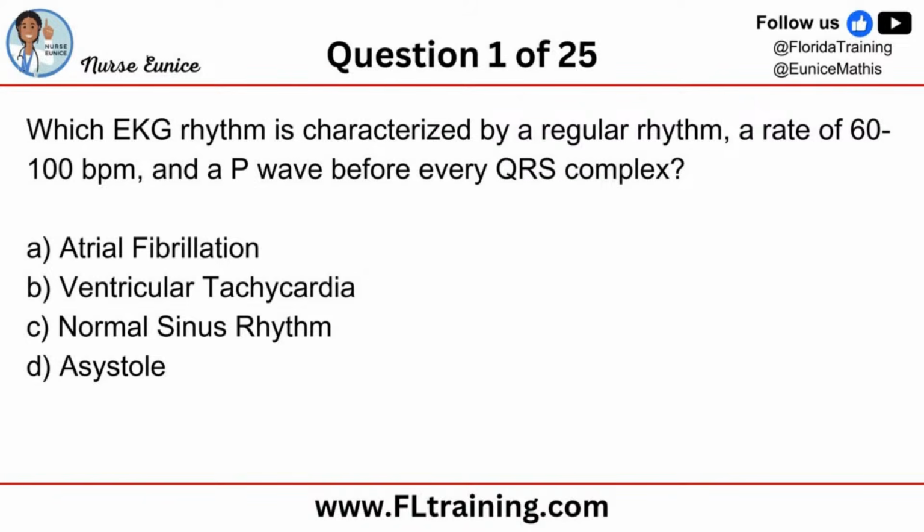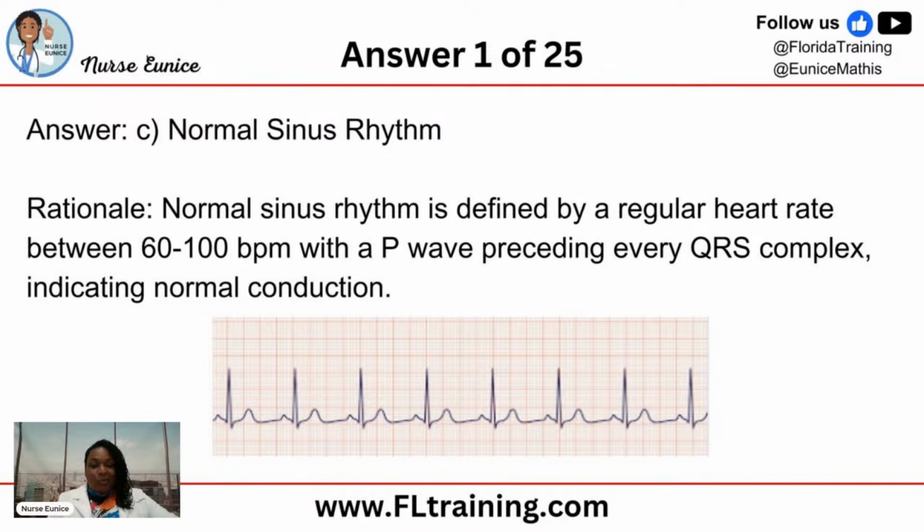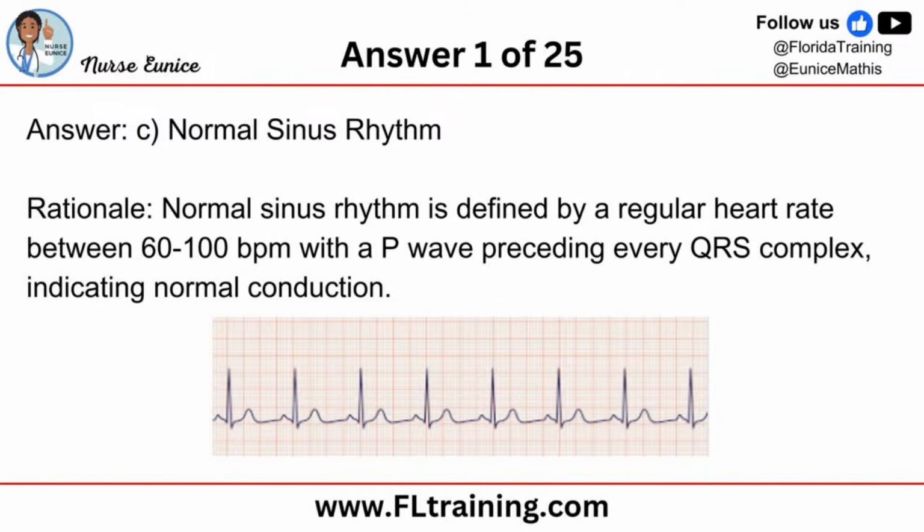That's right, Imani and Chrissy and Mila. If you all chose C, you are correct. So normal sinus rhythm is defined by a regular heart rate between 60 to 100 beats per minute with a P wave preceding every QRS complex. And so if you have an opportunity to maybe expand this image, you're going to see how everything is tight and right. It just looks normal. Everything is spaced at an appropriate space. There's nothing that's going too fast.